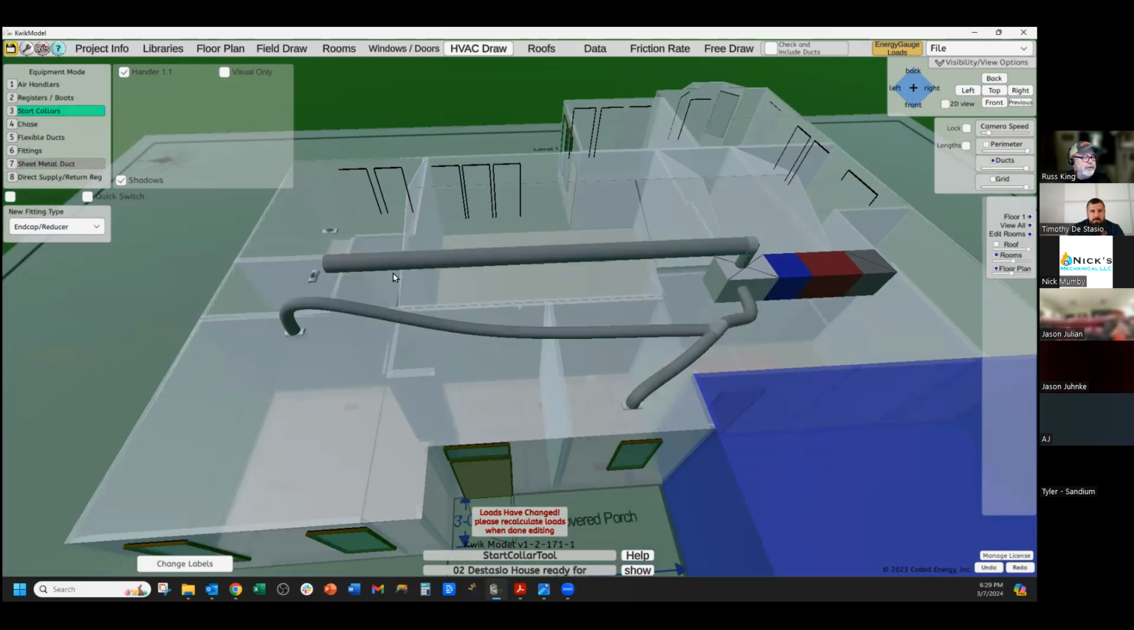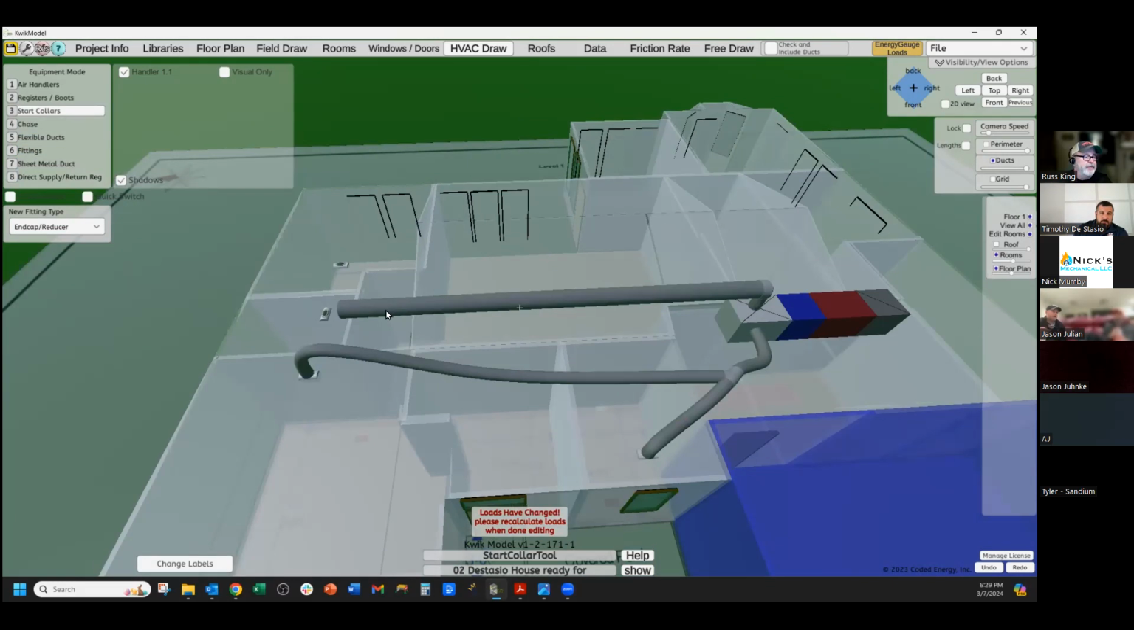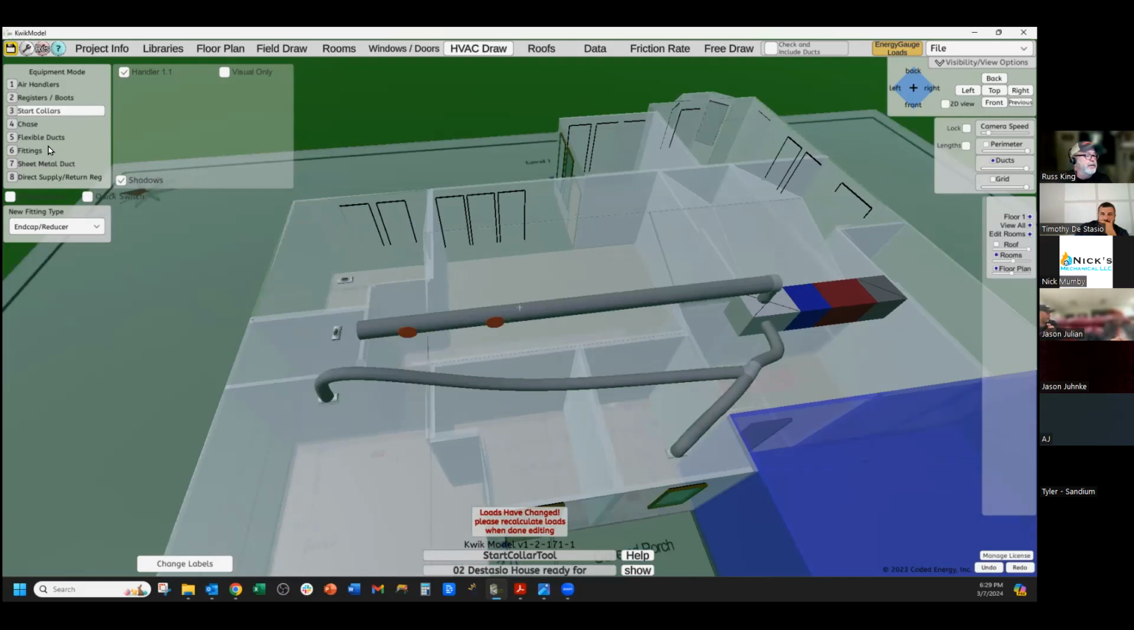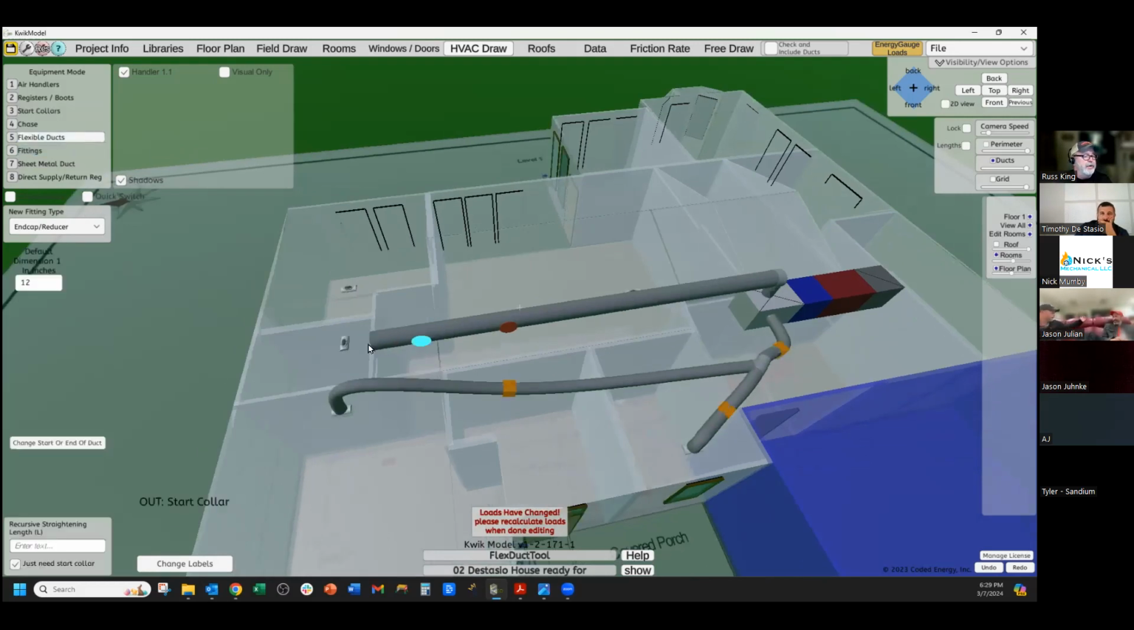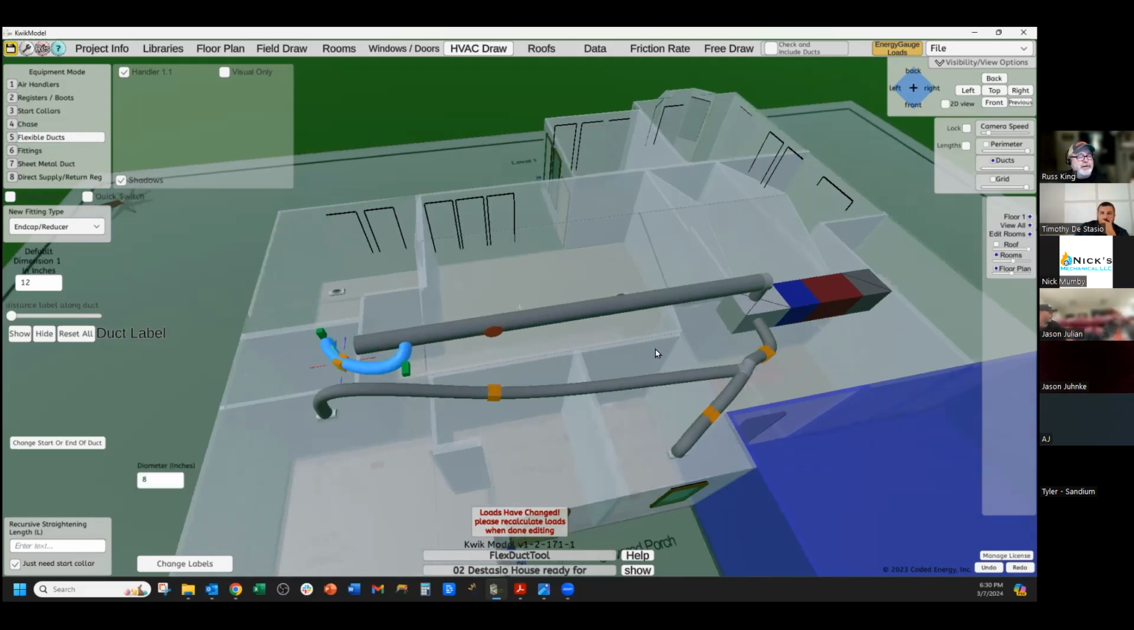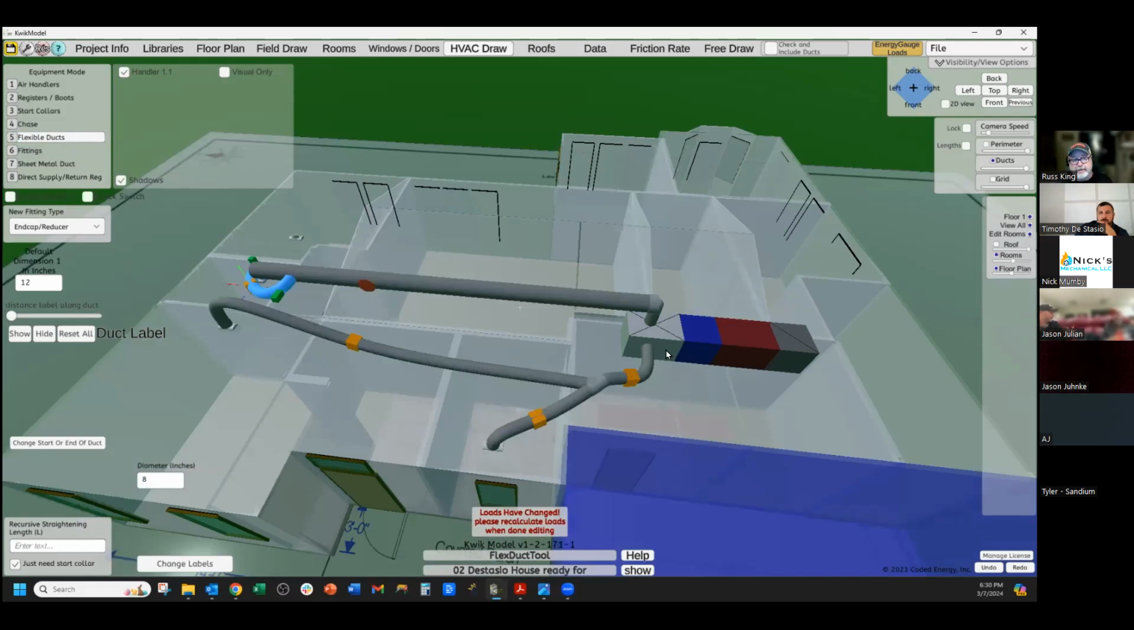And now I can put start collars on the side of this, like so. And then you can put it on the top, on the side, whatever you want. And then now I can connect those start collars to the registers that I've placed. And then you can move things around. Okay, so that's basically how you draw it. It'll draw rectangular ducts as well.